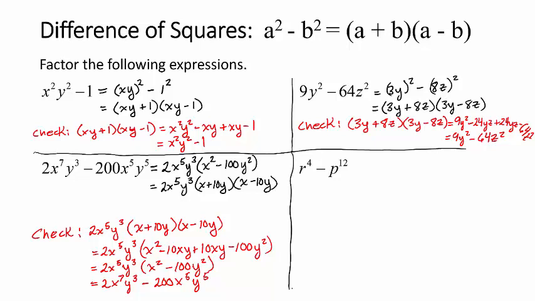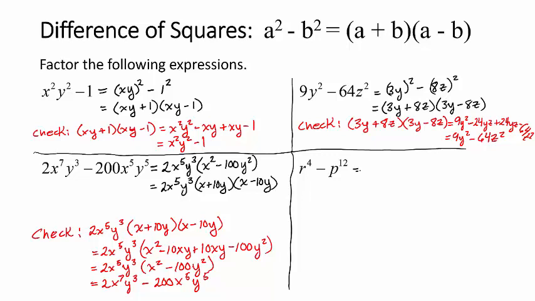Now, one other type that you may see that I want to talk about, because we've been talking about variables that are literally just squared, but you can have higher powers that are also perfect squares. So for example, r to the fourth minus p to the 12th. If we just look at the exponents alone, 4 is a perfect square and 12 is not a perfect square, but really any exponent that is even has a factor of 2 in it, right? Which means that you can write it as a perfect square. I'll show you what I mean.